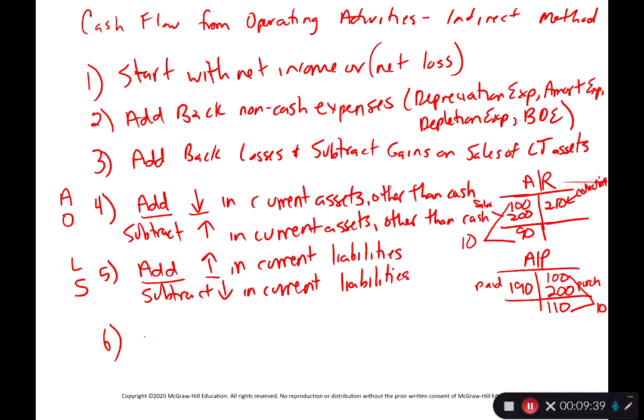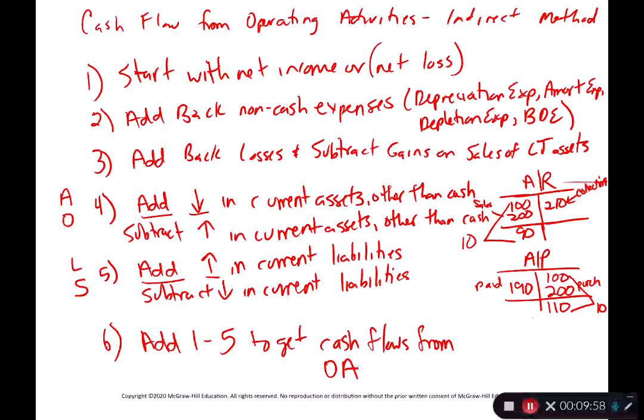And then finally, step 6 is going to be add 1 to 5 to get cash flows from operating activities. And again, it may seem complex, but really if you just follow these steps each and every time, you'll always arrive at the right answer. And we're going to go through and practice more and hopefully give you a better understanding of why these rules exist. So these are the steps that we're going to follow.